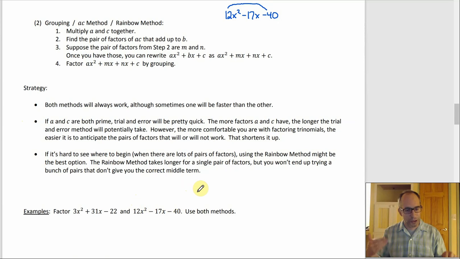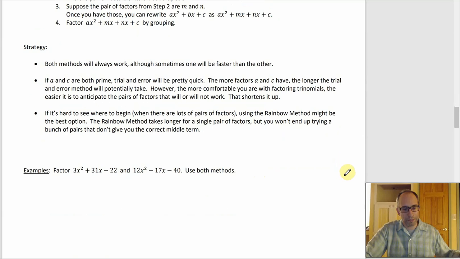So I don't know if there's one thing where this is the threshold for when you go past it. This is where it's the rainbow method, like I said before. But I think that varies from person to person too. They're always both going to work. It's just that sometimes one's going to be faster.